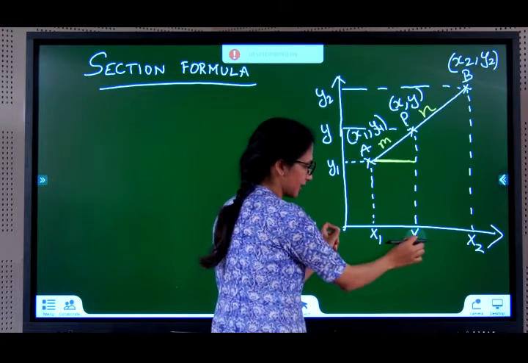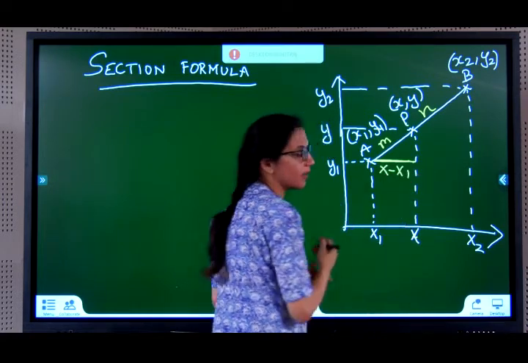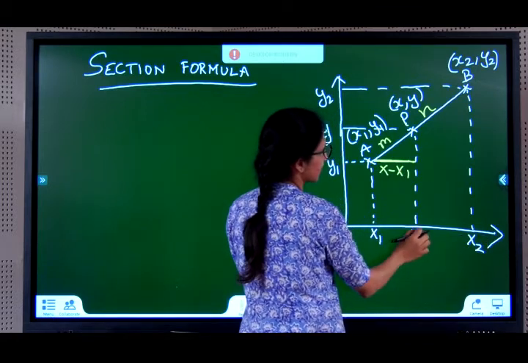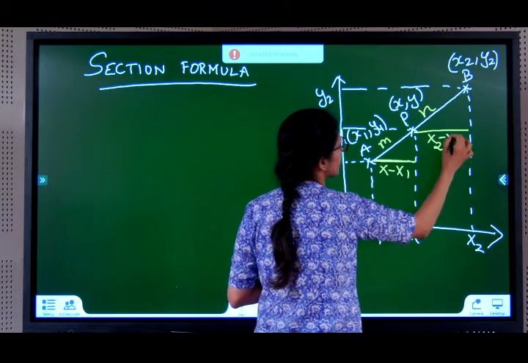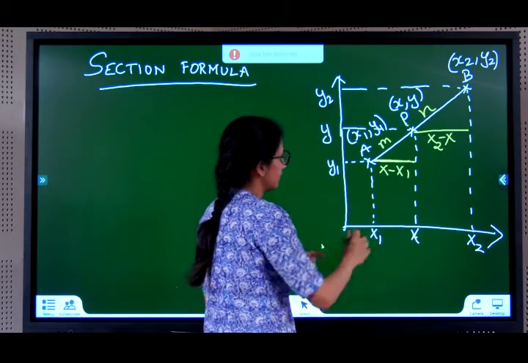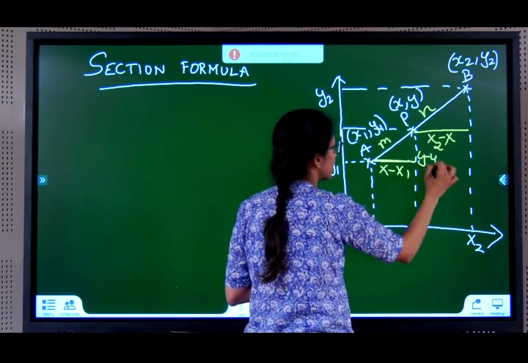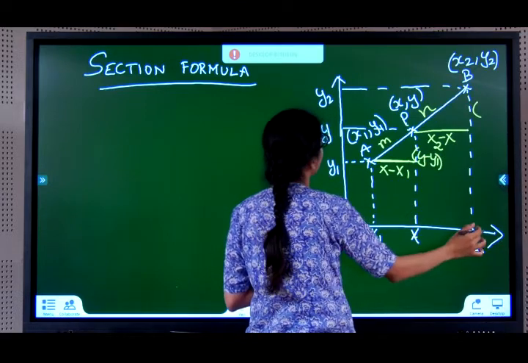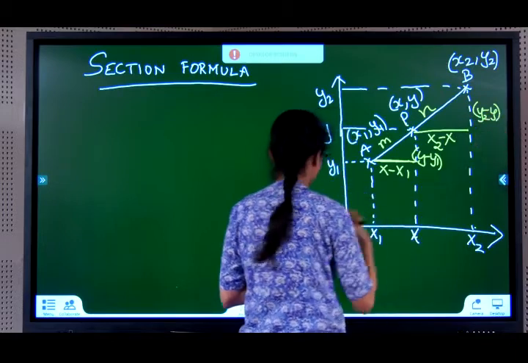This whole thing is x and this is x1. So this will be x minus x1. Agreed? This whole thing is x2. Up to here it's x. So what will this be? x2 minus x. Agreed? This much is y1, this is y. So this has to be y minus y1. And here this whole thing is y2, this much is y. So y2 minus y. Agreed?